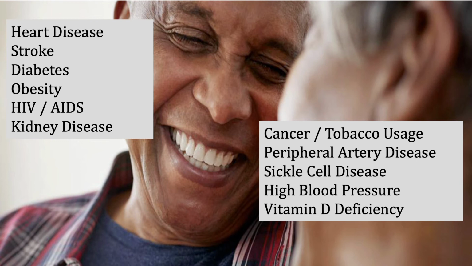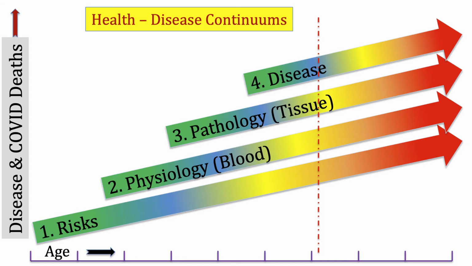So heart disease, stroke, diabetes at the top of the list, obesity, HIV, AIDS, kidney disease, tobacco usage, cancer, peripheral artery disease, sickle cell disease, high blood pressure, ubiquitous in the black population, and vitamin D deficiency. Again, more the Y, ubiquitous in the black population, and has a profound effect on every one of these conditions.